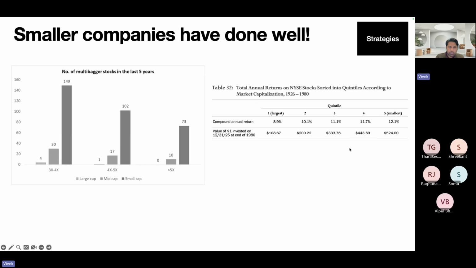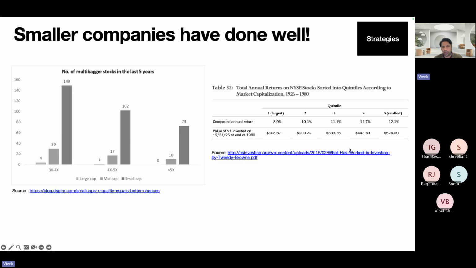So clearly, if there is a manager who can pick smaller companies well and consistently, then that's one of the strategies that we have to keep in mind: smaller companies have done well. I'll have a link to this pack, which will have all the source information that you can go to and read in more detail. We will mark that as our strategy number one, which is smaller companies have done well, and we will use this strategy to see if we can build a mutual fund selection framework using this principle.